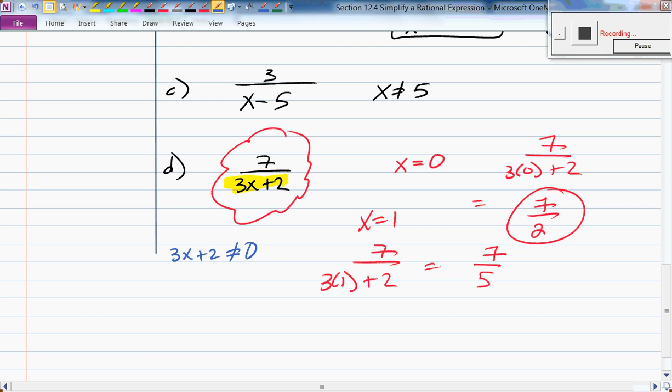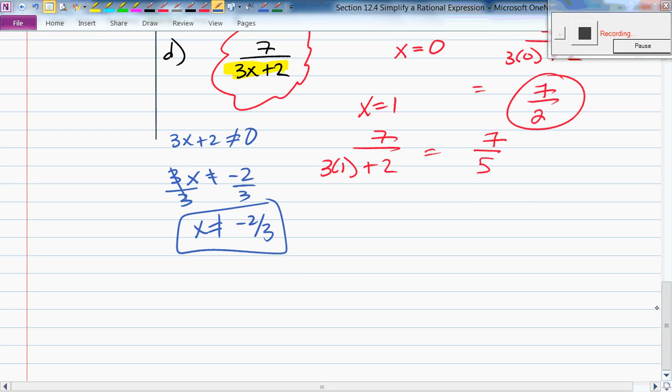How would you solve for x? How would you isolate x? We're back to, like, first week of school. Yeah, so 3x would have to be what? Negative 2. Can't be negative 2. Then what do we do? Divide by 3. Divide by 3. So x cannot be what? Negative 2/3. Okay, that's my excluded value. You see it now? You really see it now?